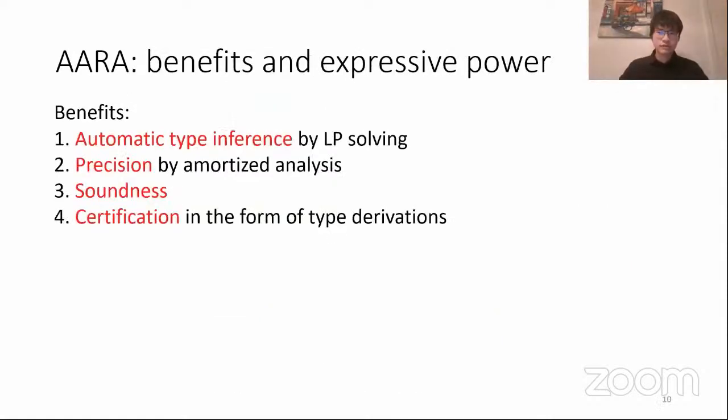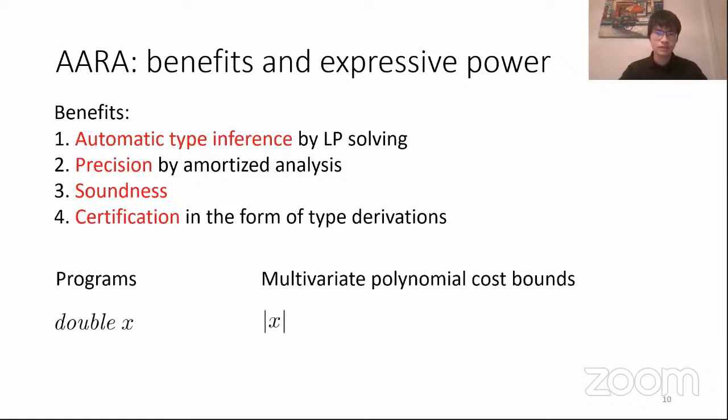ARA offers several benefits. Firstly, the type inference of ARA, which is based on linear program solving, is fully automated. Secondly, because ARA is based on amortized analysis, its analysis is more precise than naive summation of all costs. Thirdly, ARA is sound. That is, if a program is typable in ARA, its resource annotated type is a valid cost bound. Furthermore, the soundness has been formally proved, unlike some other resource analysis techniques whose soundness is only proved informally. Lastly, we can use type derivations of ARA as certificates of cost bounds because these derivations are easy to check.